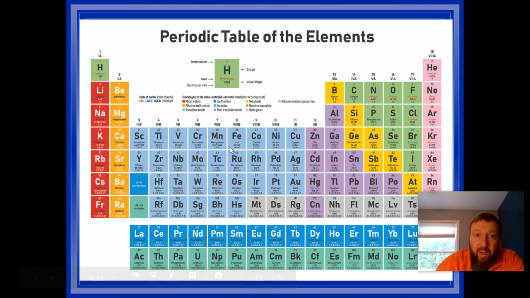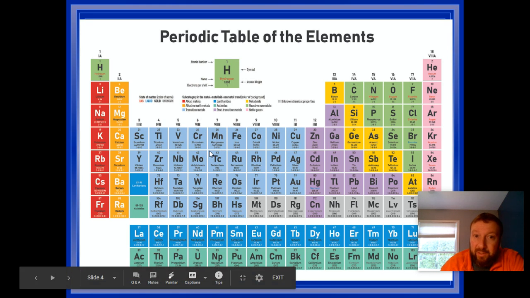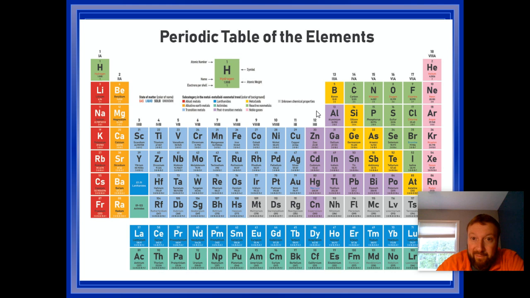1, 2. We're going to skip the transitions because those guys can have multiple. That's the B section here. You see the B there, all the B's. We pop up over onto this side and we get to the A's again. And those are Roman numerals. We have 3A, 4A, 5A, 6A, 7A, and 8A, sometimes just labeled 8. And so these will identify how many valence electrons we have in each one. So you got 1, 2, 3, 4, 5, 6, 7, and 8.